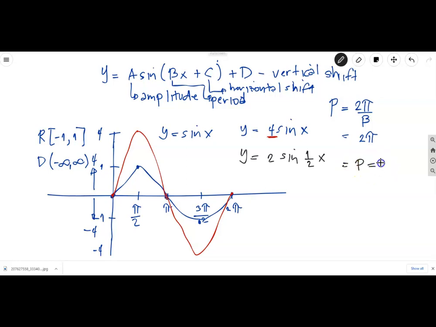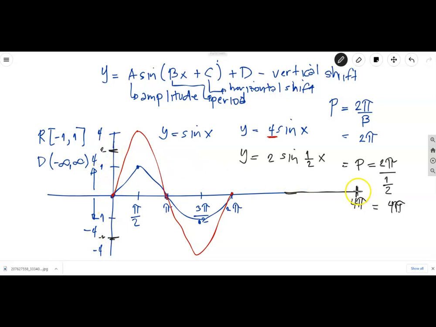P is equal to 2 pi divided by 1 over 2, which will give you 4 pi. So from this, the period is equal to 4 pi. So it will continue up to 4 pi. This one is the period. The height is 2, so let's say the 2 is here, and therefore -2, and we have +2.